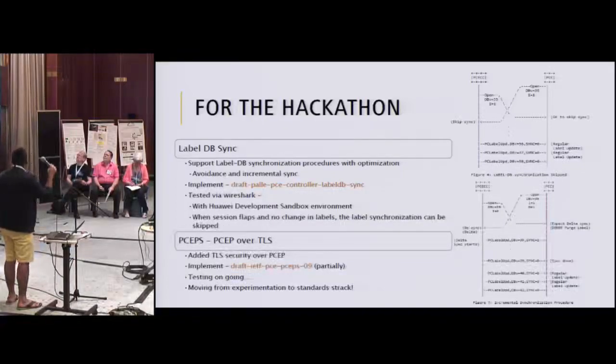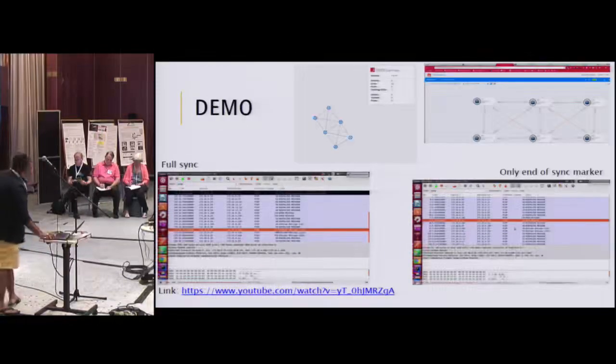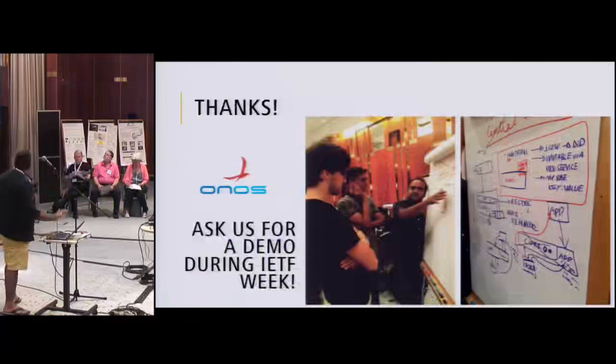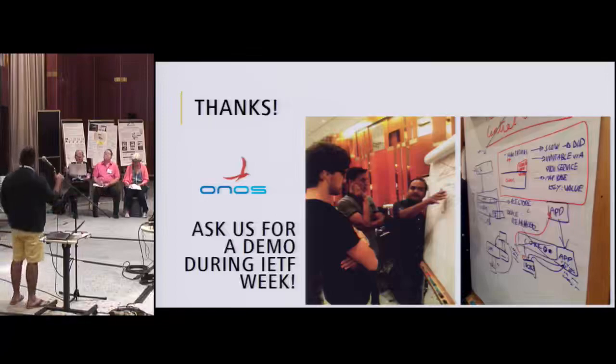But one thing that we decided was that right now it's on the experimental track. We wanted to push it to standards track. We see its value, and we have implemented it. So we want to take this to the working group and request that we move this to standards track. So this is the Wireshark output with the number of messages. And what we used was the Huawei Sandbox. That's the topology. On the other side, you see the owner's display. And that's the YouTube link as well. Thank you. Any questions?